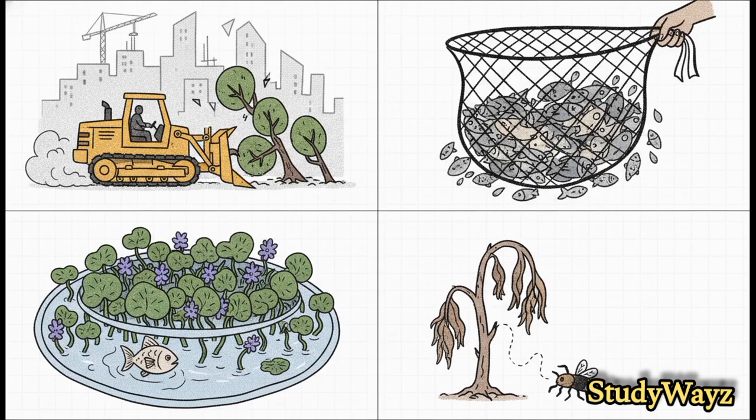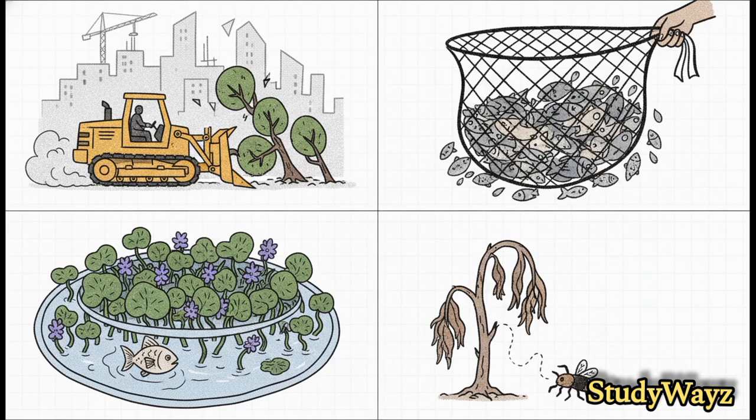First is habitat loss and fragmentation. When we cut down forests to build roads or cities, we completely destroy animals' homes. Second is overexploitation. This is basically when human greed takes over. We overhunt or overharvest species until they just disappear. Third is alien species invasion.